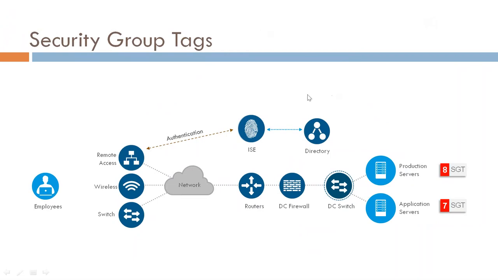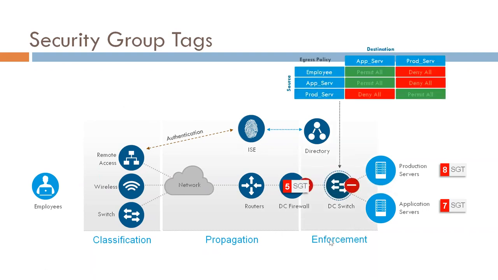Now security group tags, I already told you that the tagging is also possible, and in this animation you'll come to know how this SGT is used for mobility. So I have an employee whose tag is, say, SGT 5, production server tag is 8, application server tag is 7. Now that is the basic fundamental of ISE, that it is doing classification, propagation and enforcement.